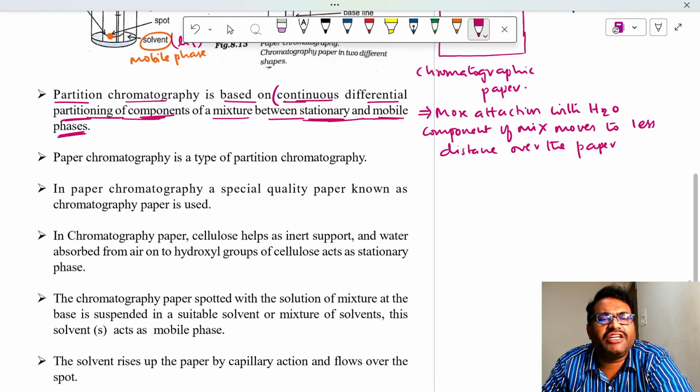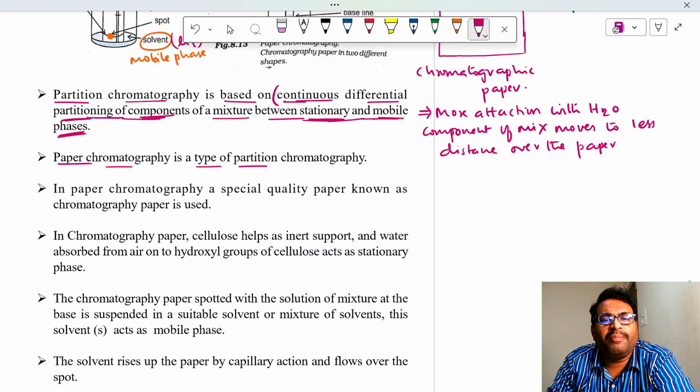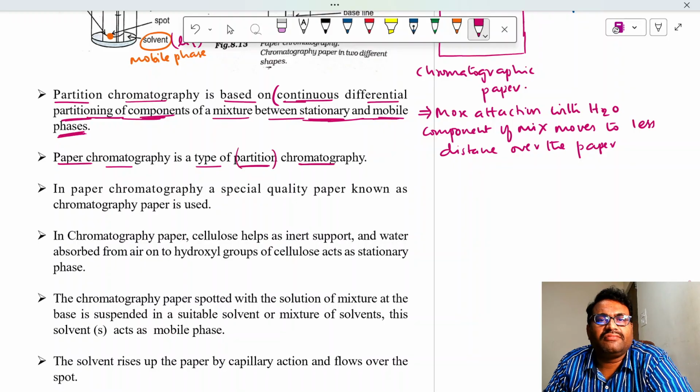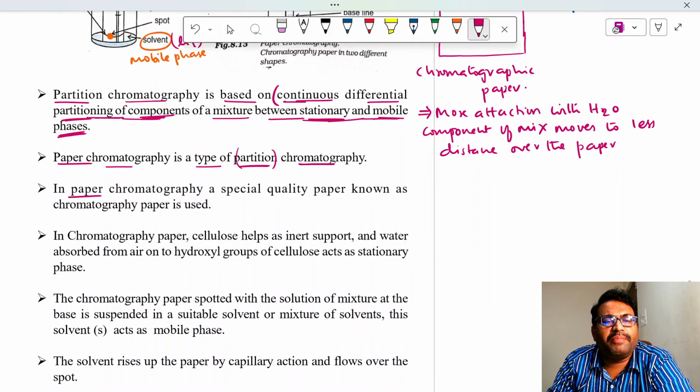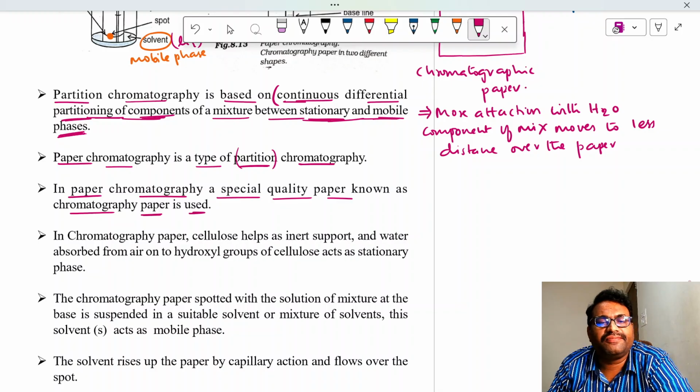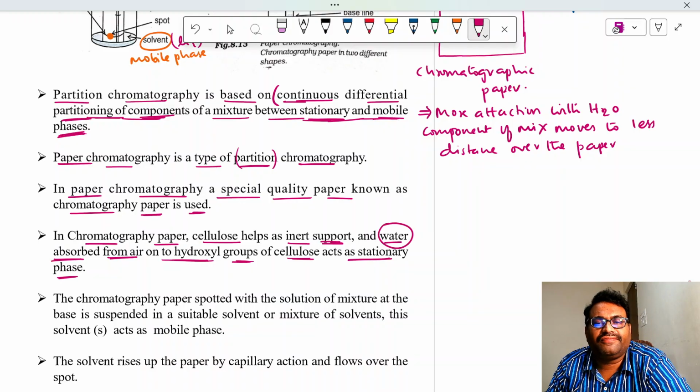So paper chromatography is a type of partition chromatography. Most people get confused that it is adsorption chromatography. No, it is partition chromatography. In paper chromatography, a special quality paper known as chromatographic paper is used. In it, cellulose acts as an inert support, and water absorbed from air onto the hydroxyl groups of cellulose acts as the stationary phase. So water is acting as the stationary phase, and that liquid is the stationary phase here.